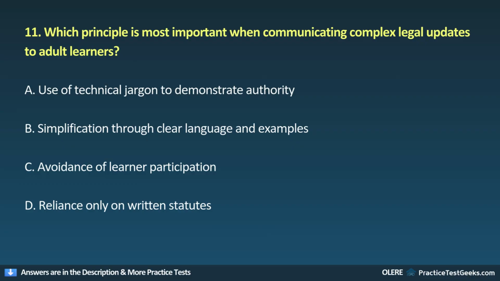11. Which principle is most important when communicating complex legal updates to adult learners? A. Use of technical jargon to demonstrate authority. B. Simplification through clear language and examples. C. Avoidance of learner participation. D. Reliance only on written statutes.